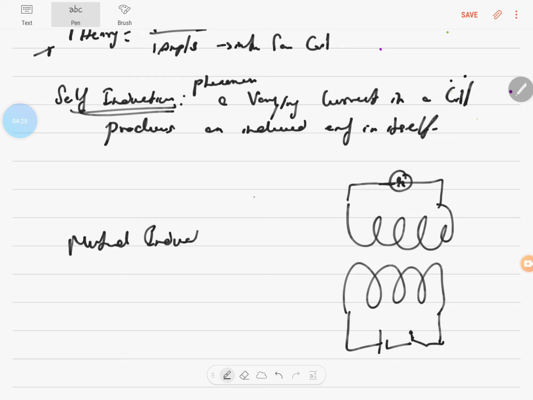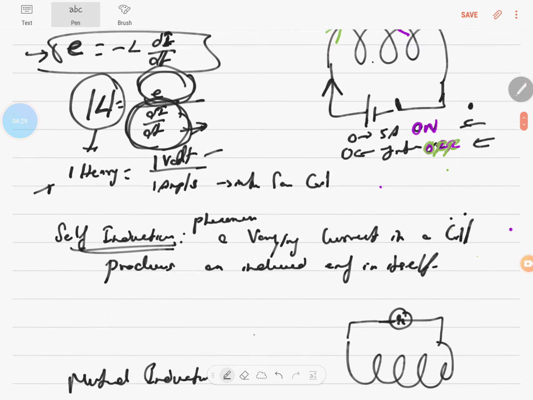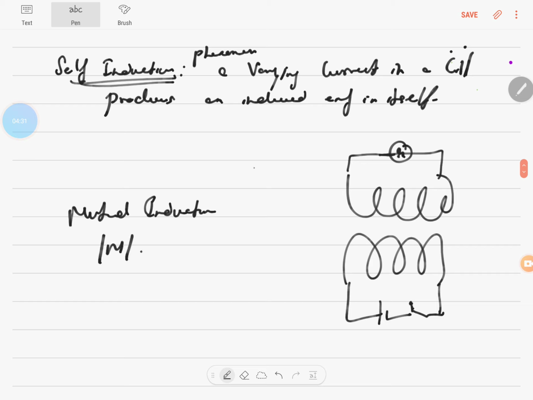Self-inductance is referred to by L. Mutual inductance is referred to by M. That's all. That is also E by dI by dt, no change. E is equal to minus M into dI by dt. It's the same thing. Instead of L, the self-inductance, it becomes the mutual inductance. That's the only difference. So during the switching on and off, there's an induced current in the adjacent coil.